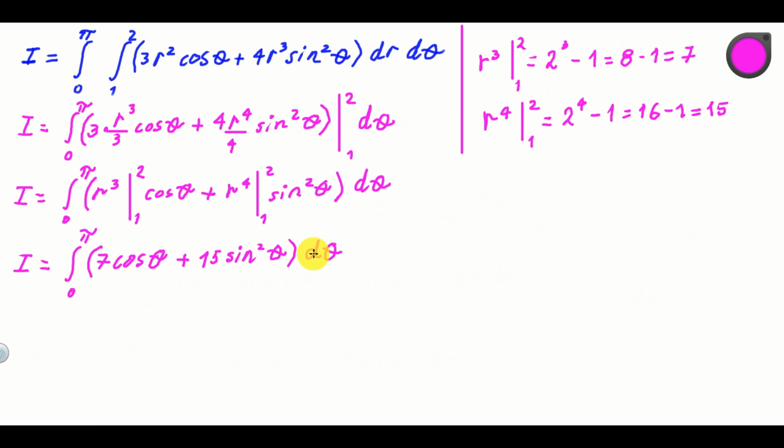Let's analyze this integral. We can easily solve this integral over here since it's only an integral of cosine theta. However, we have an issue over here. We have sine squared theta. And to solve this integral, we need to transform this term as a function of sine 2 theta or cosine 2 theta. To do that, there is one very useful formula that goes like this. Sine squared theta is 1 half times 1 minus cosine 2 theta. And let's use this formula to transform this integral. This integral can be separated and written like this.